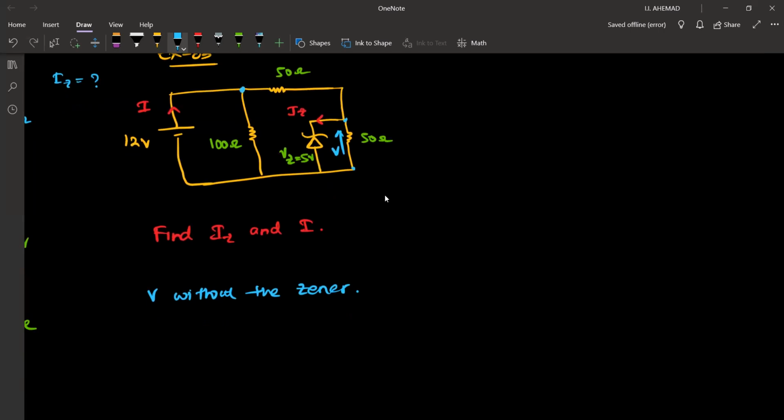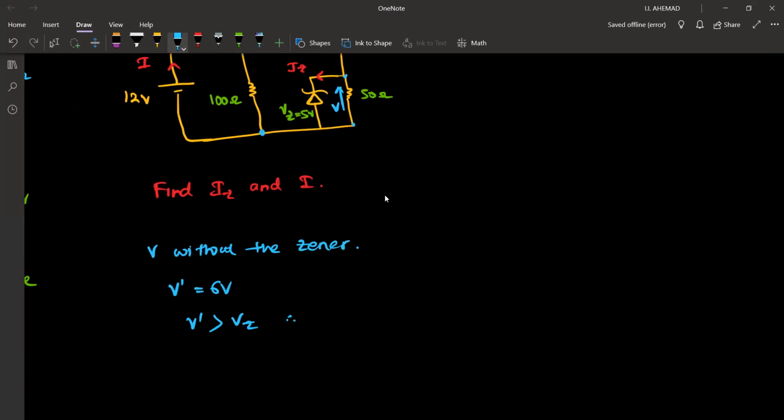So these 2 points will be 12 volts. So across this, it will be 12, right? Then 50-50, therefore 1:1. Then V dash is equal to 6 volts. V dash is greater than VZ. Therefore, Zener is active.